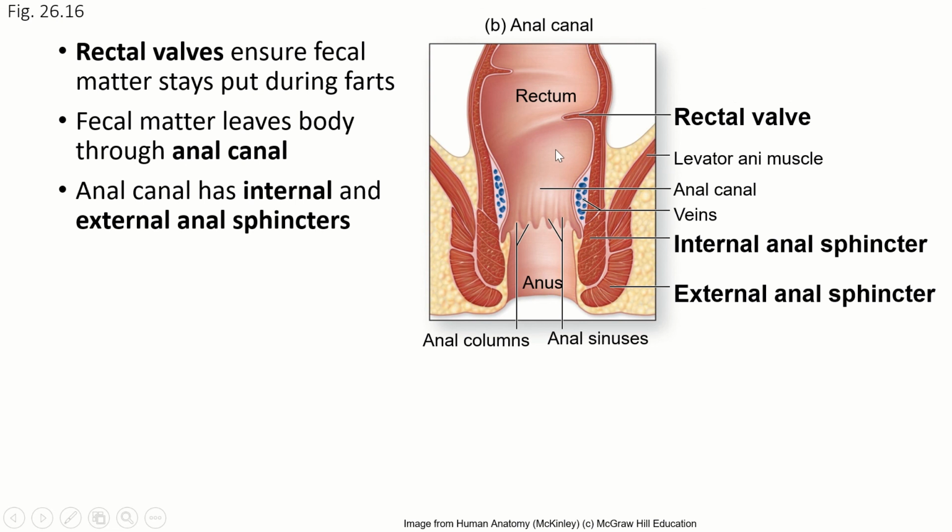The inside of the anal canal has these little ridges called rectal valves. And you've never heard of rectal valves probably, but they are your friends. Their job is to make sure that the poop stays in the rectum when you fart. You're welcome, rectal valves. So the fecal matter leaving the body leaves through the anal canal here, out the anus.